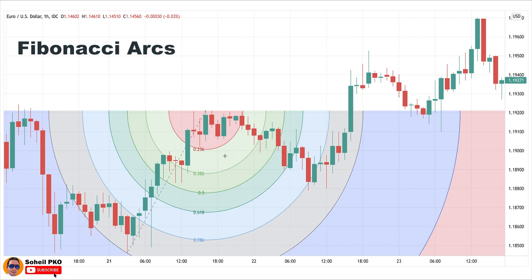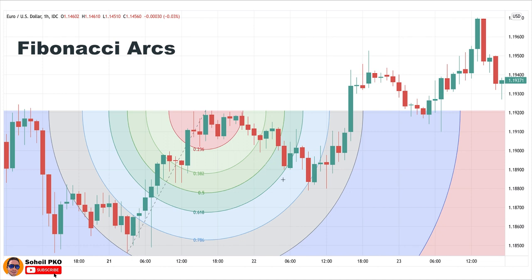Another type of Fibonacci tool that we can use is Fibonacci arcs, which adds a time element to Fibonacci retracements. For drawing it, for example in an uptrend, we click at the end of the advance and then the beginning of the advance, and for downtrends, the end of the decline and then the beginning of the decline. As you can see, we have half circles that extend out from the trend line. The levels and percentages are similar to the Fibonacci retracement tool, and the use cases are also similar.